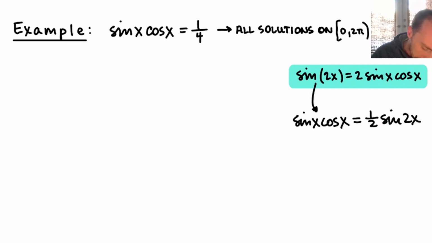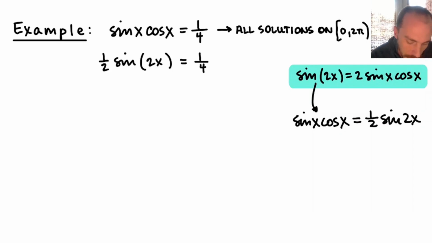Okay, now I'm in business, so I'm going to substitute the left-hand side of that equation with 1/2 sine of 2x, and then leave the 1/4 the same. And then I'm going to try to start solving, like usual. I'm going to isolate the trig function, so I'm going to multiply both sides by 2 to get rid of the half, and I'll have sine of 2x equals 1/2.